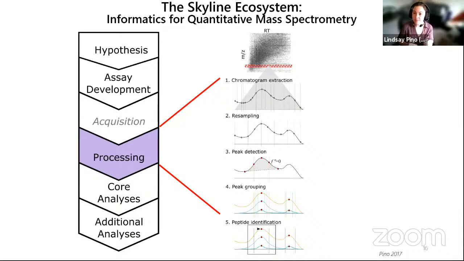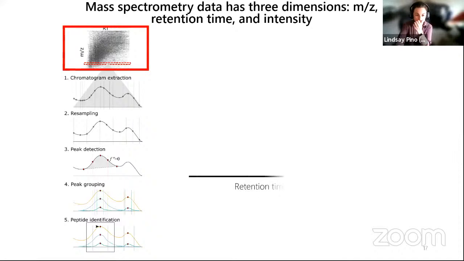So there are several steps when Skyline's reading in your data, and we'll again be talking about this more in depth tomorrow. The first step, Skyline is extracting chromatograms. Then it resamples the chromatograms, looks for where peaks might be in your data, groups them together, and then performs the peptide identification. So a little bit more on those.